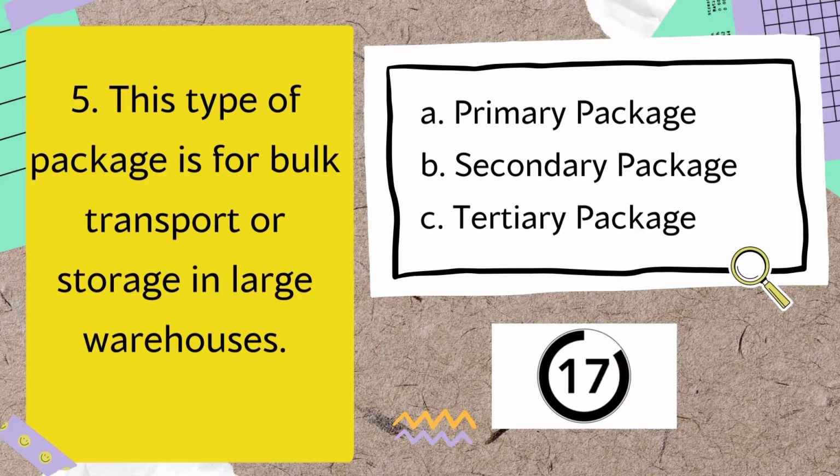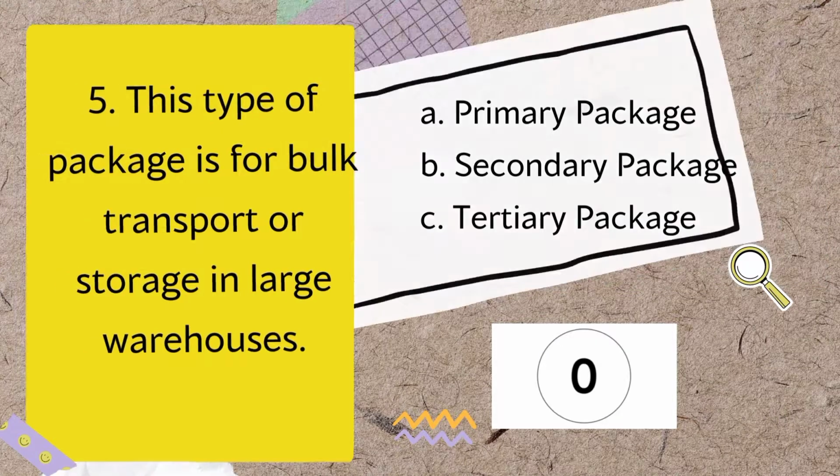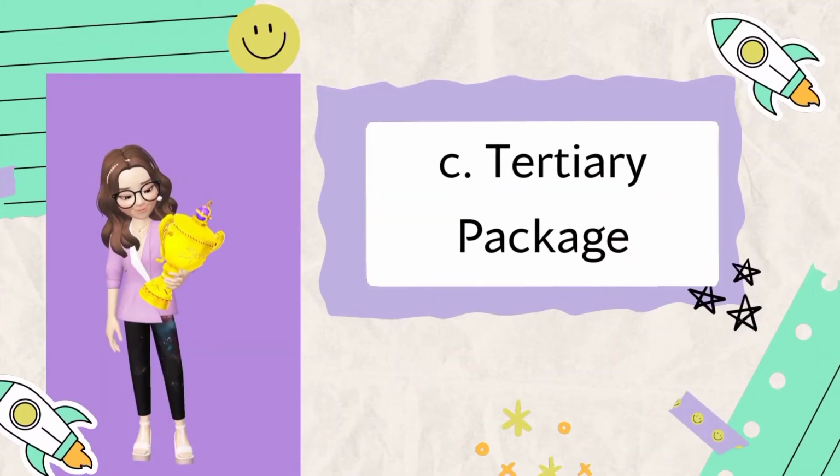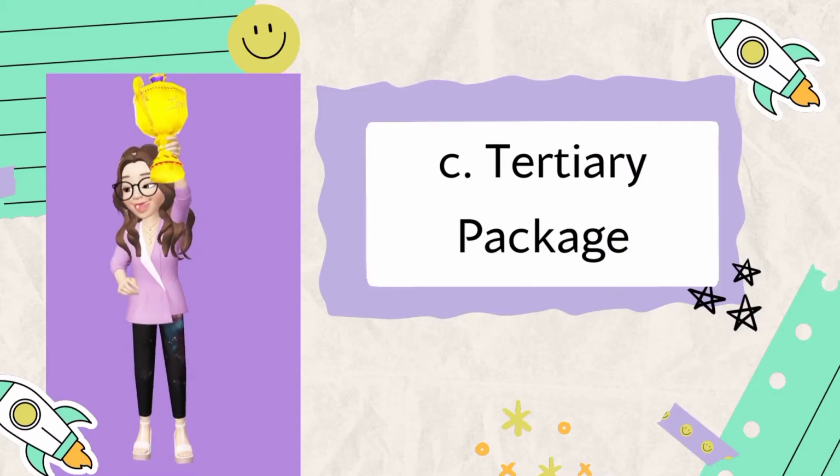5. This type of package is for bulk transport or storage in large warehouses. A. Primary package. B. Secondary package. C. Tertiary package. Answer: C. Tertiary package.